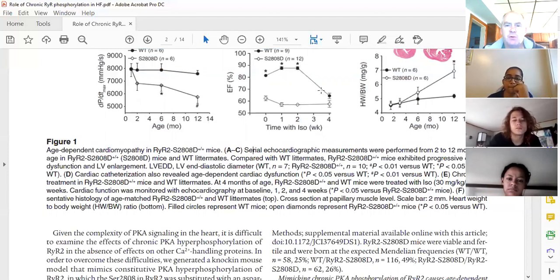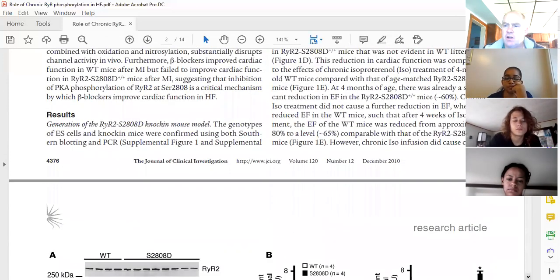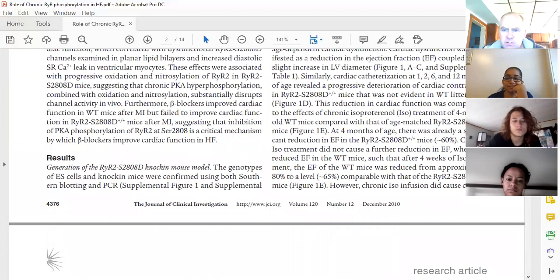Chronic hyperphosphorylation brings down ejection fraction. And here, the mutant already has a low ejection fraction because it's already hyperphosphorylated. I guess that's what they're trying to show. This is hard. I need you guys to step up a little bit here because I'm not sure you're getting anything out of this.